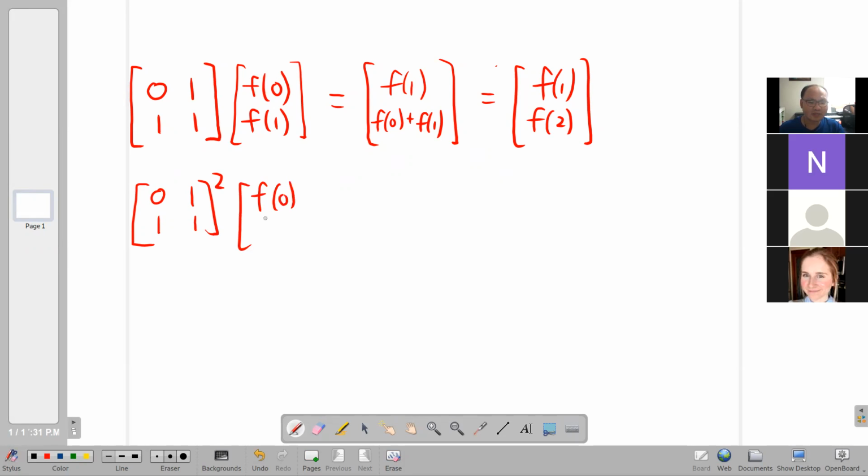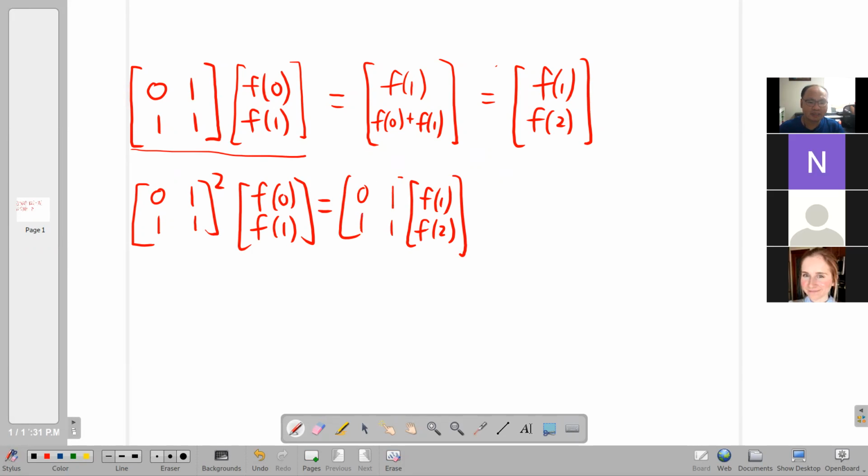What if we hit this vector with the matrix squared? Well, we know that when I multiply by one of them, it gives F1, F2. So F1, F2, and hit it with this matrix again, and by a similar argument, you will see that it's F2, F3.